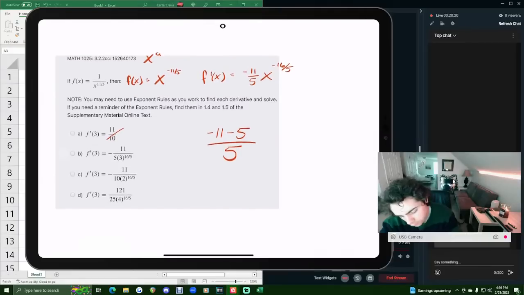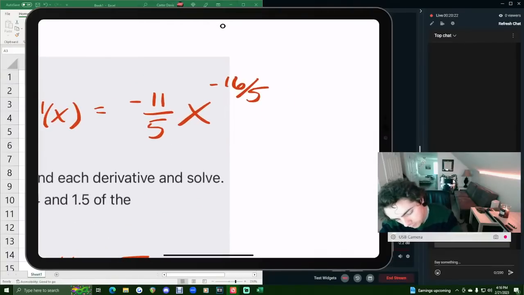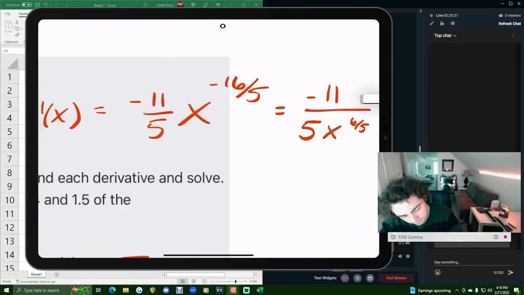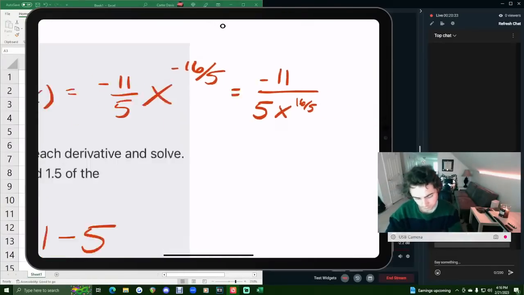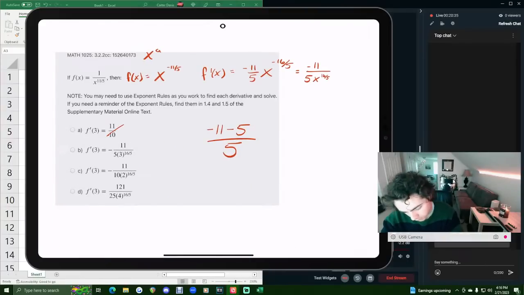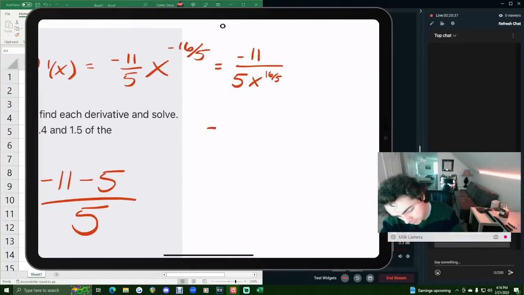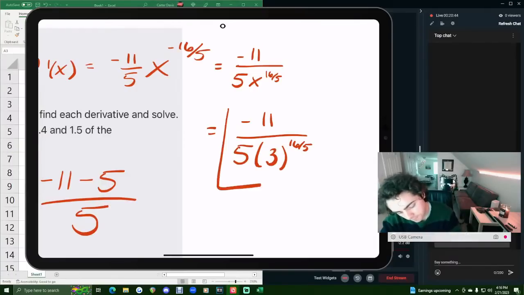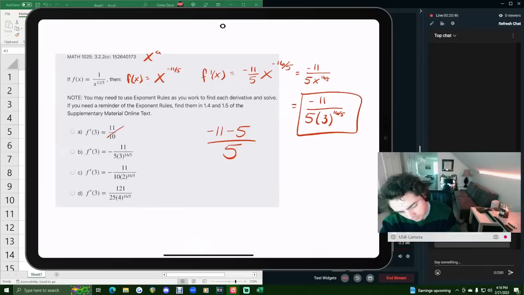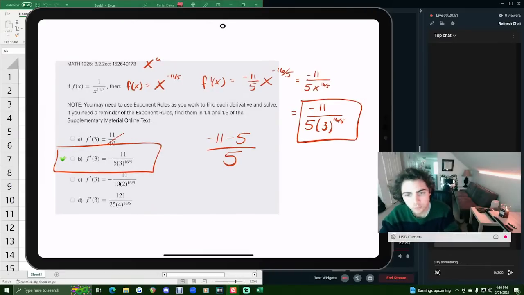We have our derivative. I might rewrite it real quick. Negative 11 over 5x to the positive 16 fifths. Just like that. And then we are plugging in 3, right? So plugging in 3, we just get negative 11 over 5 times 3 to the 16 fifths. And we see that in option B. All right, hope that makes sense.